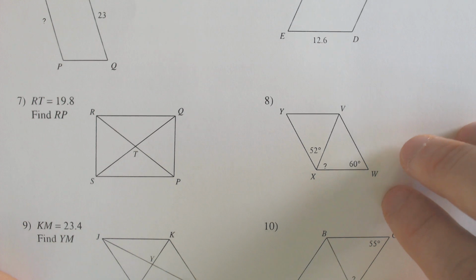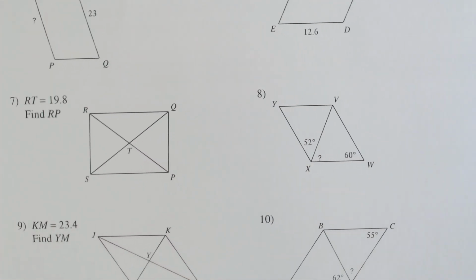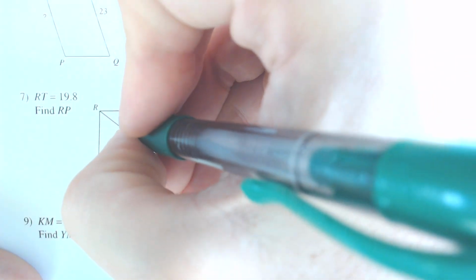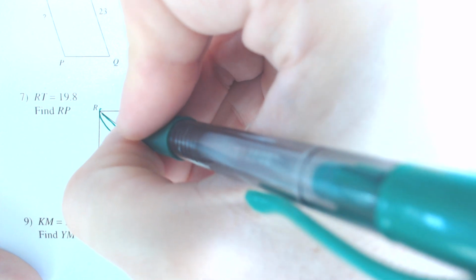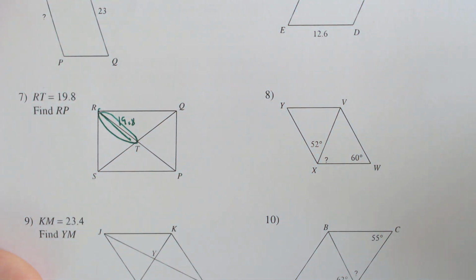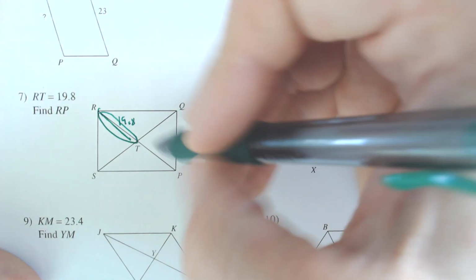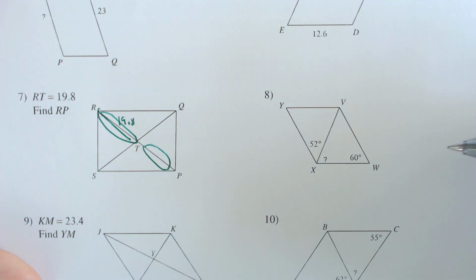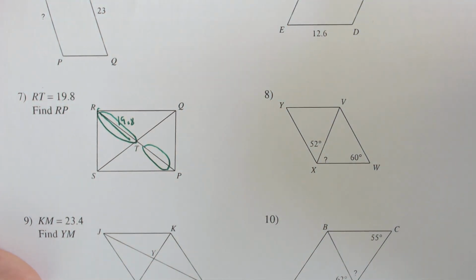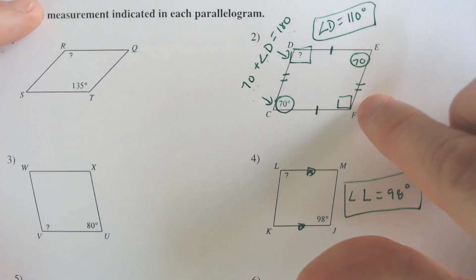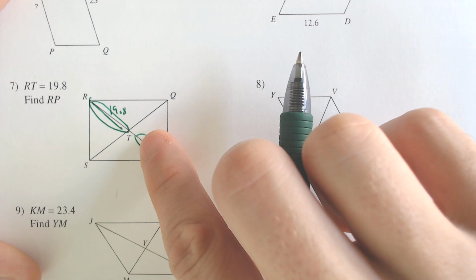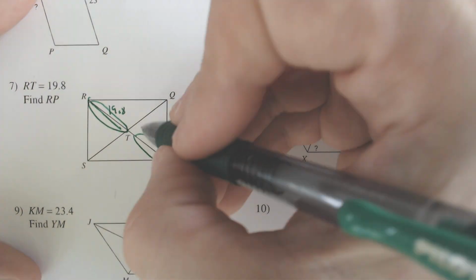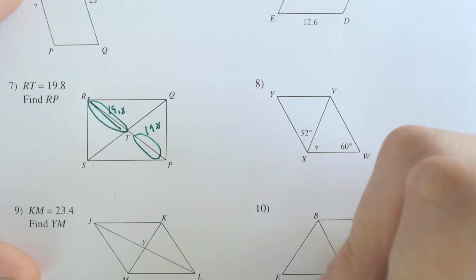Okay, so some new things that we might have to recognize here. We have R to T is 19.8. From here to here is 19.8, which I'm going to put a circle around. Find R to P. Well, what do you think T to P will also equal that we didn't talk about with the previous, number 2 things, properties of parallelograms? I think that whenever we have these two diagonals, they end up breaking each other in half, and I think that this is also going to equal 19.8.